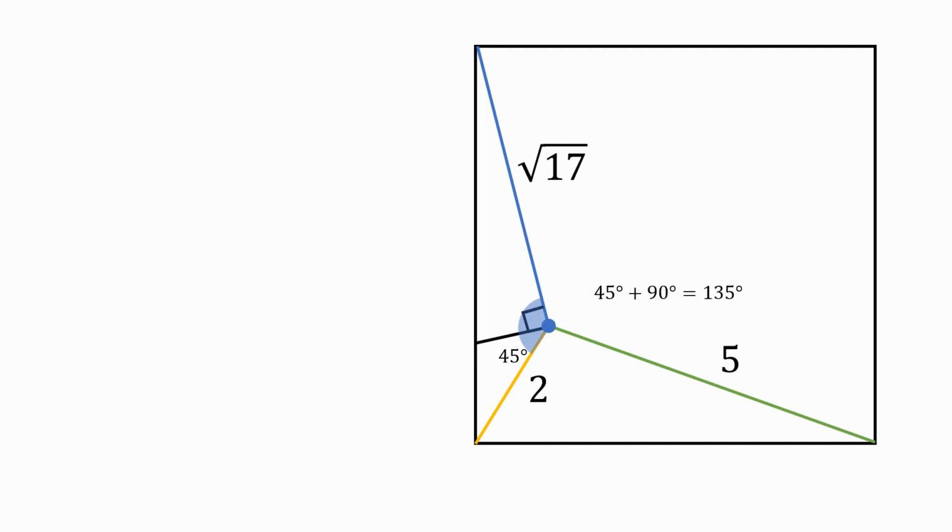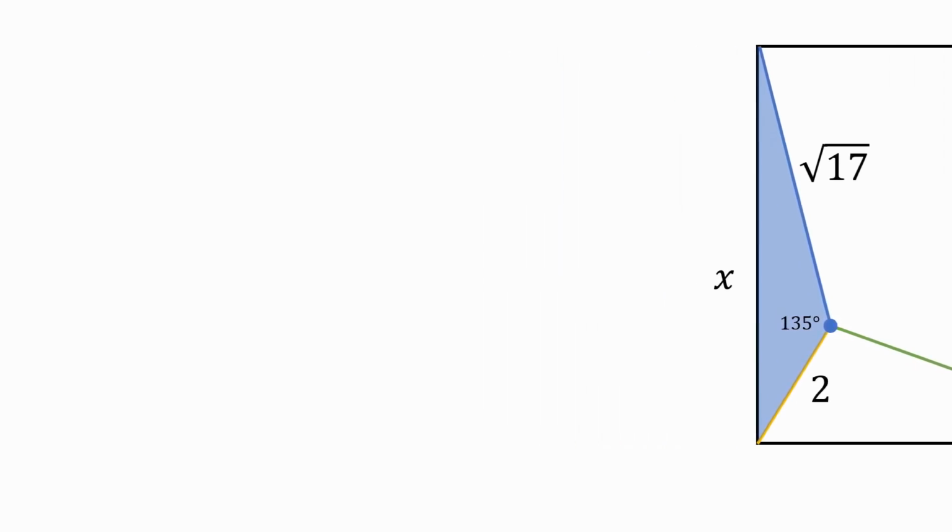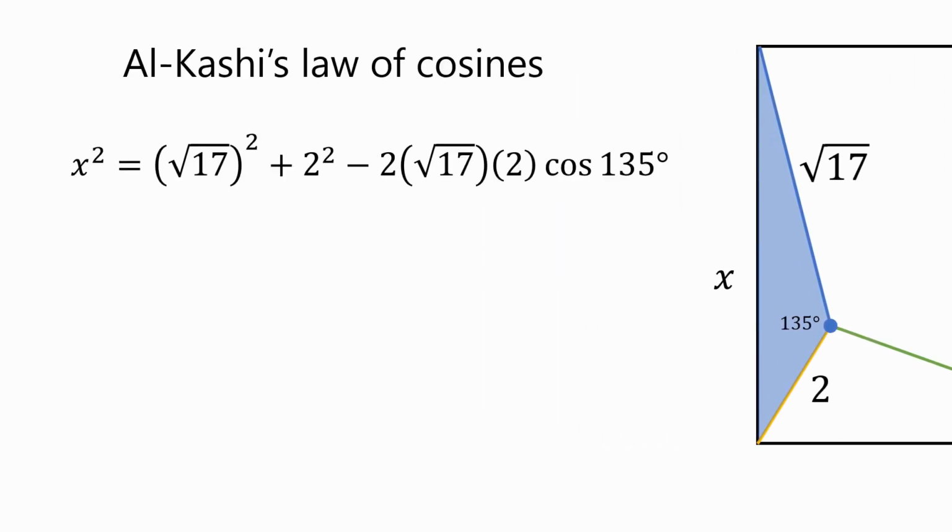By the law of cosines, x squared is equal to the square root of 17 squared plus 2 squared minus 2 times the square root of 17 times 2 times the cosine of 135 degrees. We'll simplify each term and we can gradually solve for x squared.